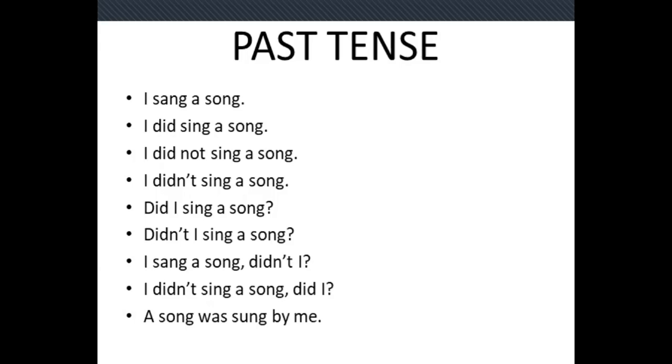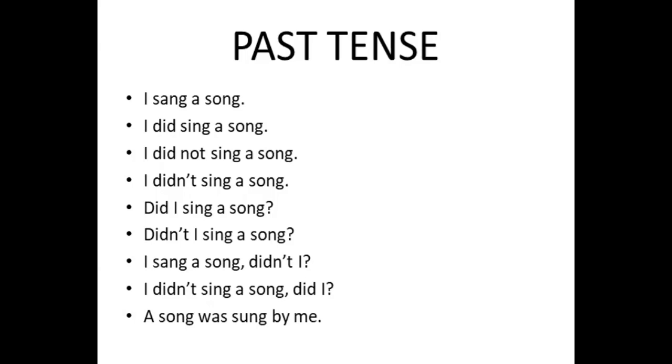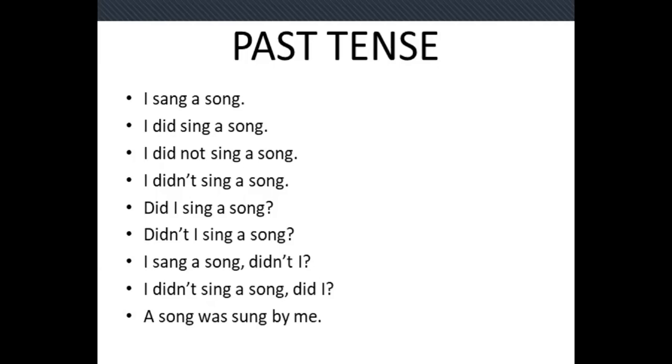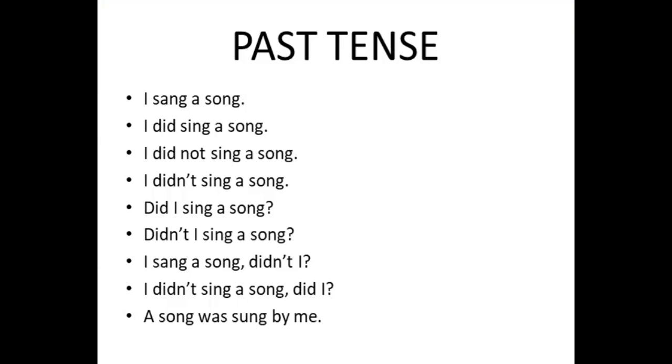Now try to make it negative. How to make the sentence negative? Just add not to the auxiliary verb. I did not sing a song. Did not, full form. What is the contraction form for this? Didn't. I didn't sing a song. Now change it into interrogative. How can you make it interrogative? Just bring the helping verb first and start with the helping verb. Did I sing a song? Now make it negative interrogative. Didn't I sing a song?